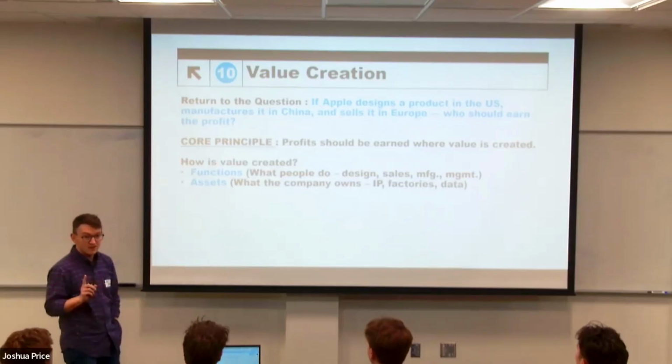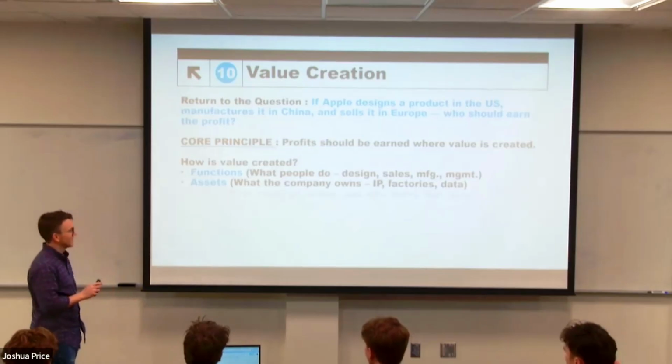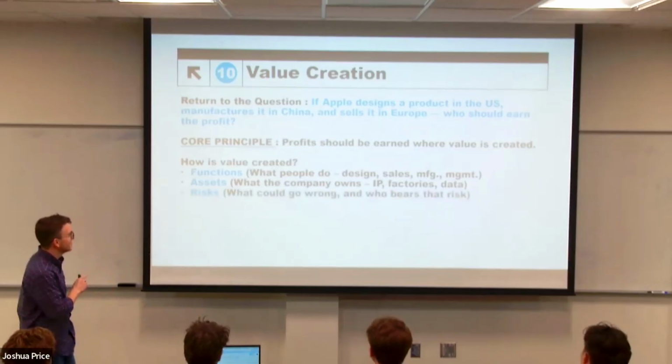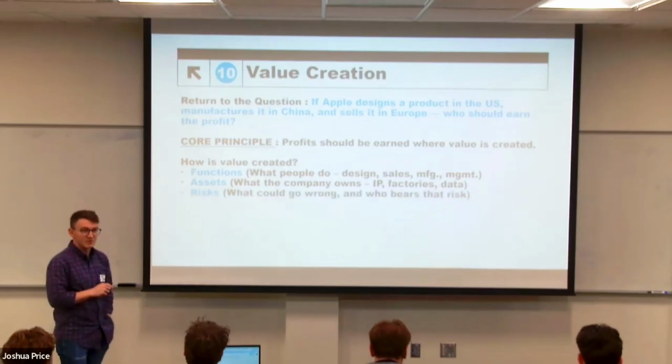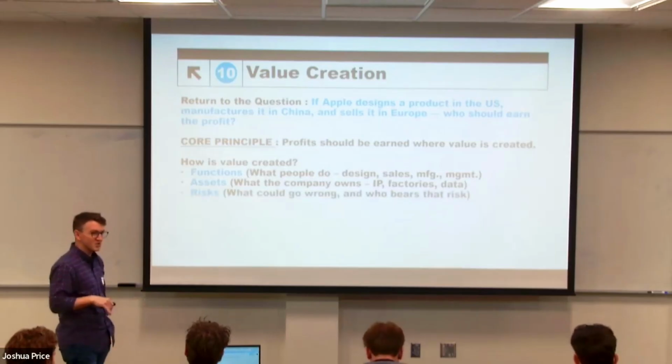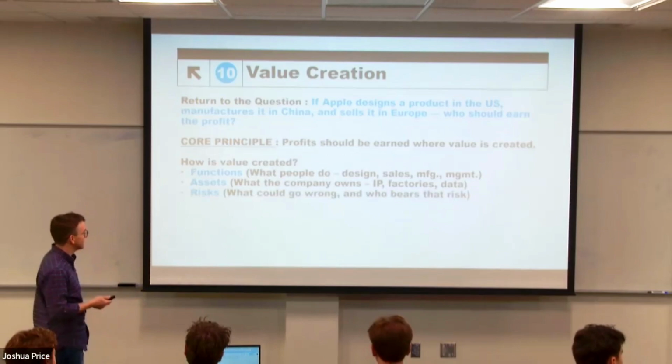There's one other thing. If you don't get it, it's kind of more obtuse, right? But risks. Like what could go wrong and who bears that risk? It's how you're allocating risk amongst your entities and who takes things.